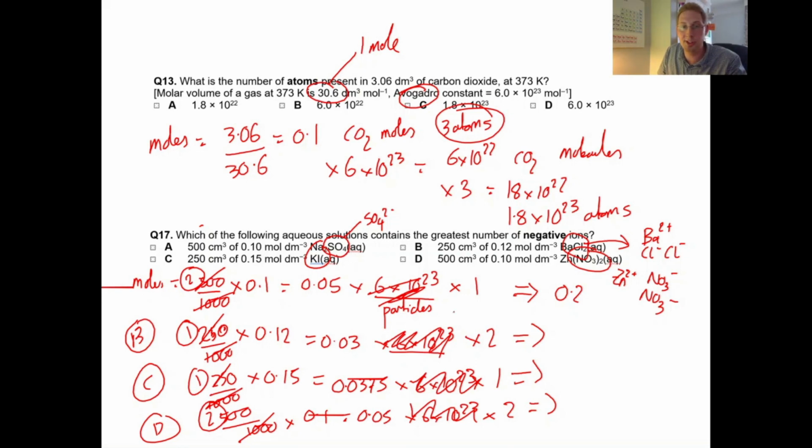1 times 0.12 times 2, 0.24. 1 times 0.15 times 1, 0.15. 2 times 0.1, 0.2 times 2, 0.4. So we can simplify the maths by realizing what we're going to do the same every time. And in every case we were going to divide by 1,000 to put it in decimeters cubed. In every case we were going to multiply by Avogadro's number. The crucial thing is the relative volume, the relative concentration, and the number of negative ions. And put like that, we can begin to see how we can do that sort of mental maths in a minute.